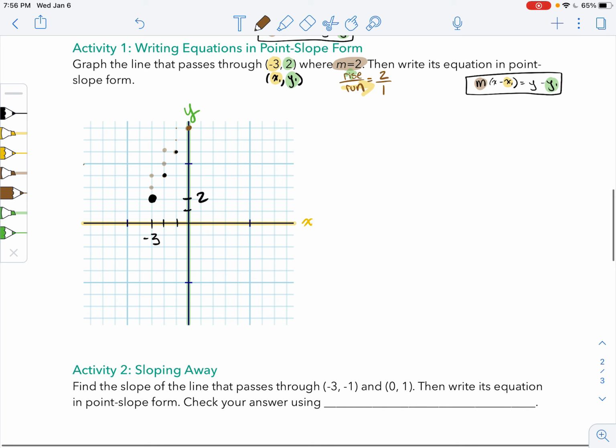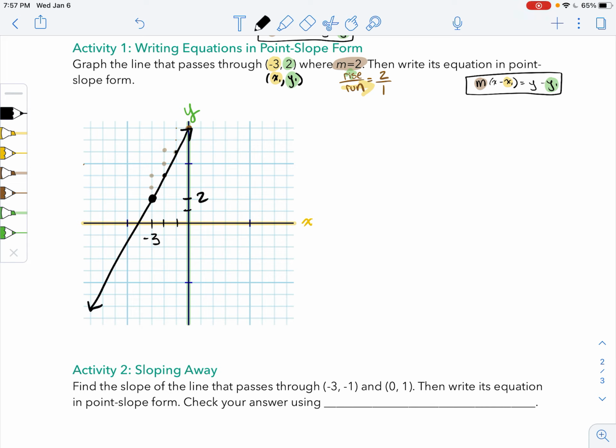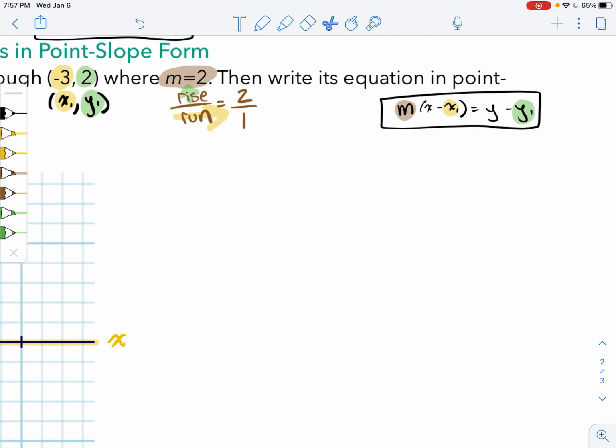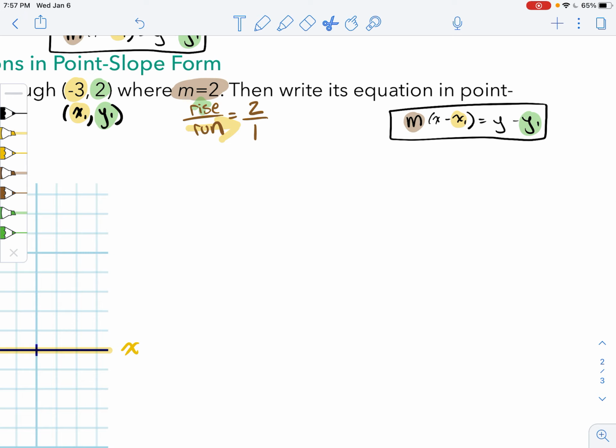And now that we've got several points, we can connect them all. And hopefully if we did this right, we'll get a nice straight line all the way through. We did. Excellent. Kind of looks bent, but it's a line. We'll count it. Okay, so we graphed it. And now we need to write its equation in point-slope form. Well, we have all the information we need. We know our point and we know our slope.